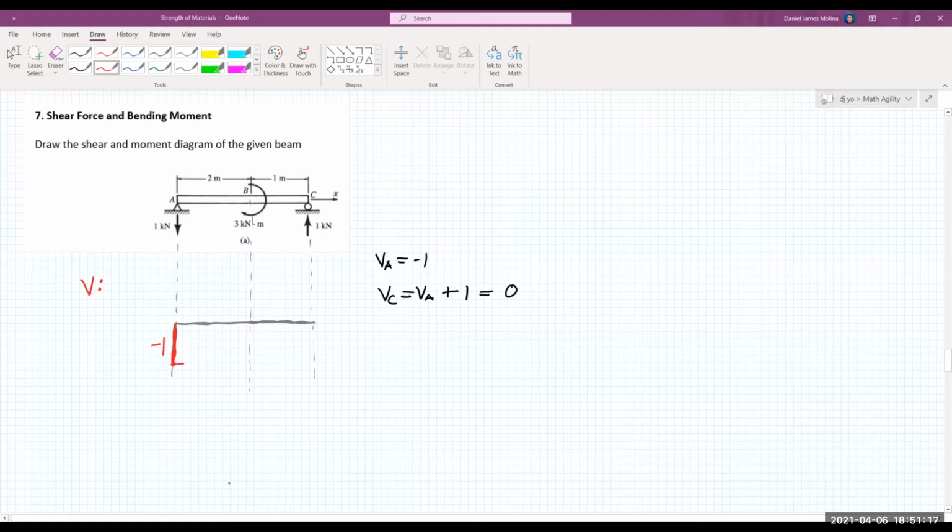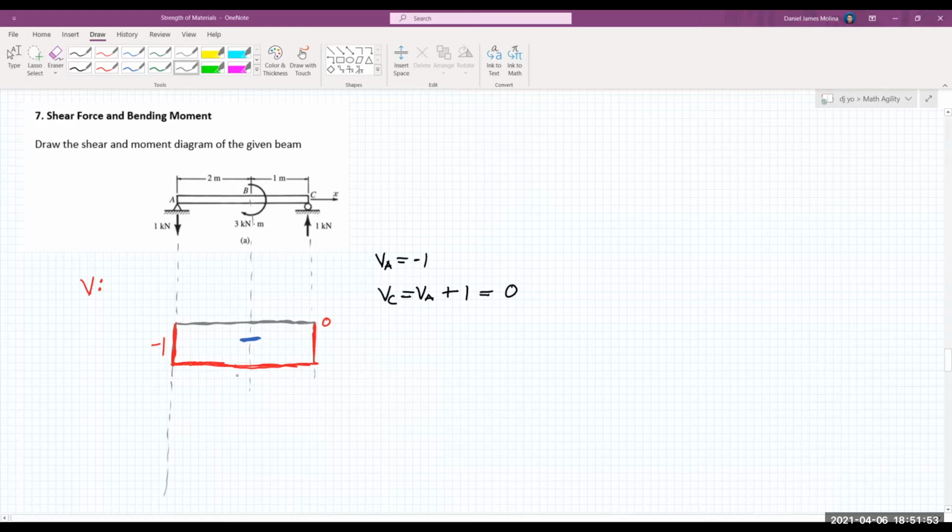Since we don't have any changes in the shear force along beam AB, it will be constant at 1 kilonewton here. And then since we have a 1 kilonewton upward force, we'll just go directly upwards so that it will end up at 0. So this is actually our shear force. Let's indicate this as a negative shear. So that's actually our shear diagram already.